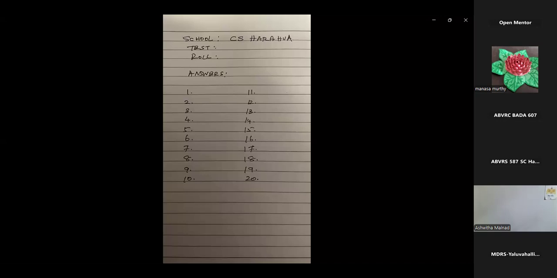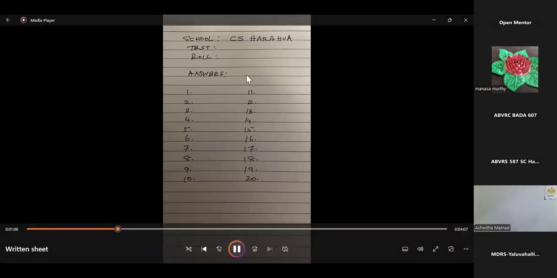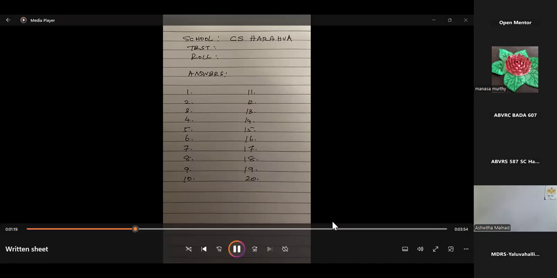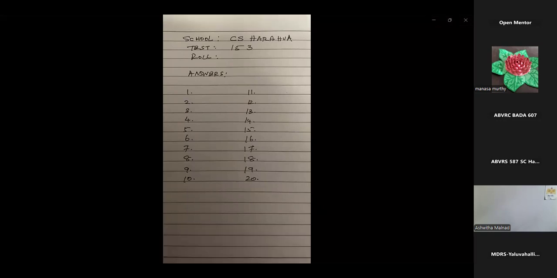T-E-S-T. There's a colon symbol there. Test. Before starting the test, Vidya Shakti teacher will display the test number. Each test is different. That test number you should write. For example, if the teacher displays 153, you should write like this. This is example only. Whatever the Vidya Shakti teacher displays, that test number you should write here.